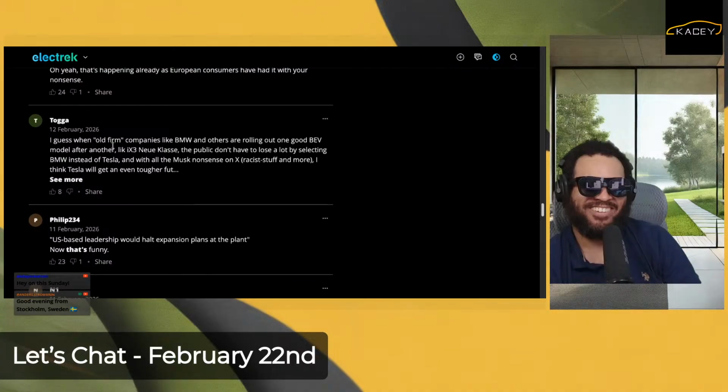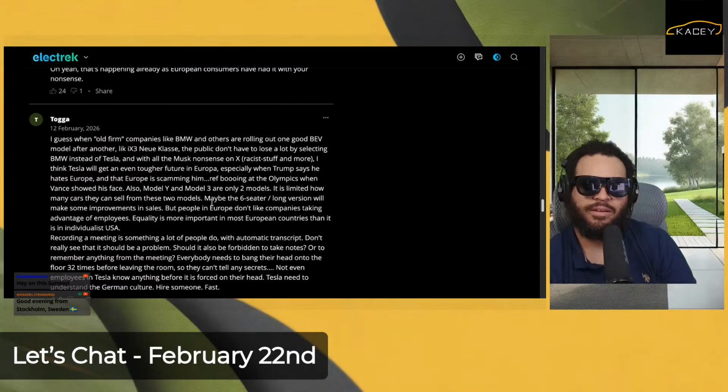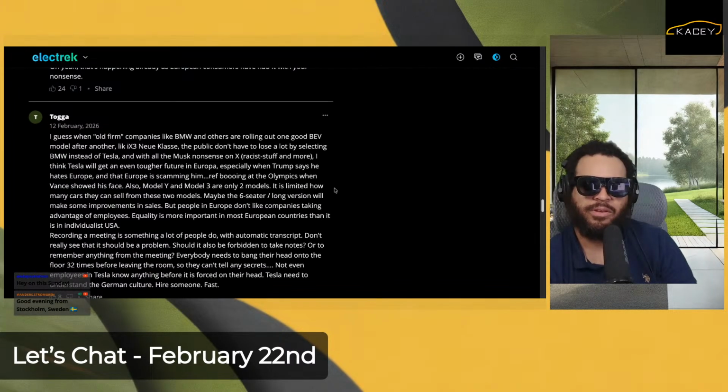I guess when old firms, you can say legacy companies like BMW and others, are rolling out one good BEV model after another. I don't know about that. They are rolling out some good ones though. Like the i3X Neue Klasse, the public don't have to choose a lot by selecting BMW instead of Tesla. And with all the Musk nonsense on X, the racist stuff, and more, I think Tesla will get an even tougher future in Europe.